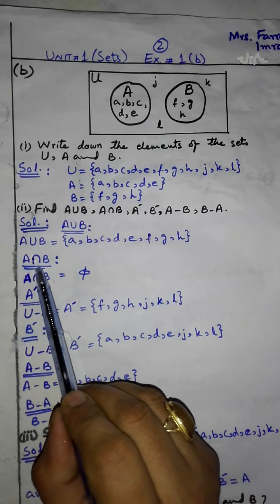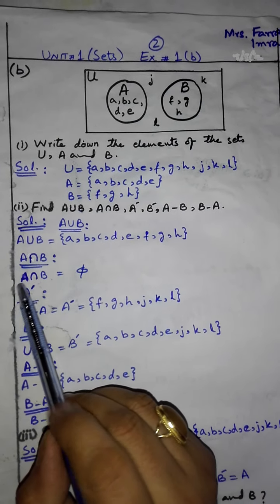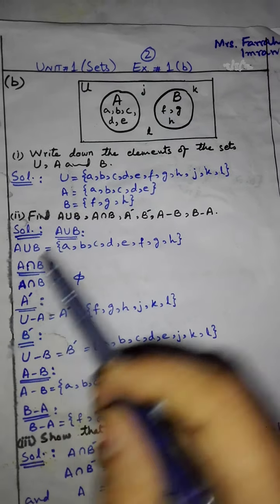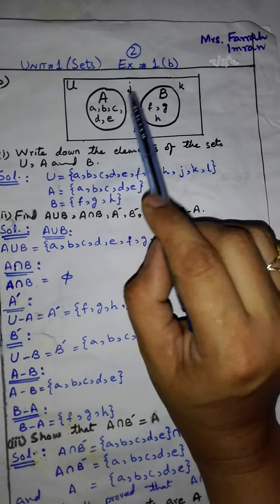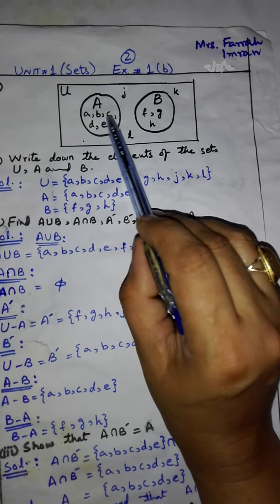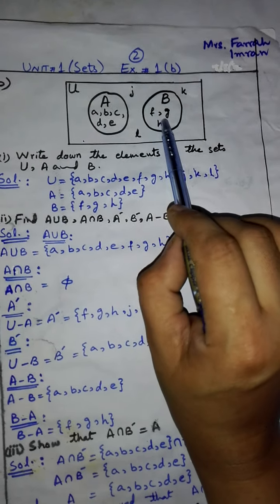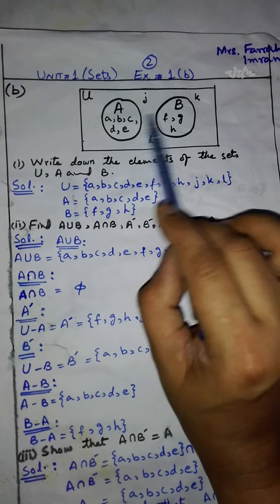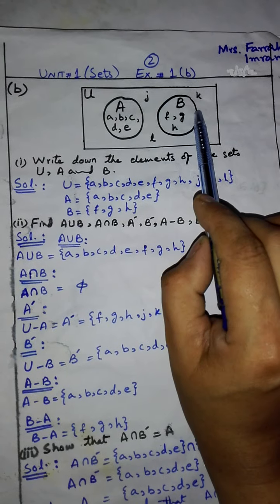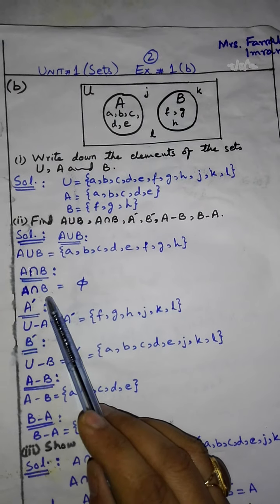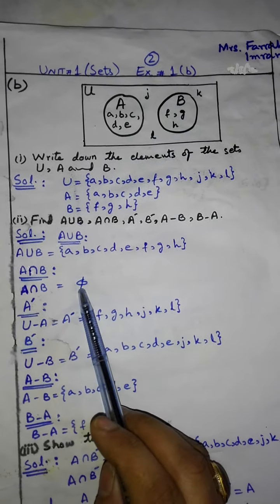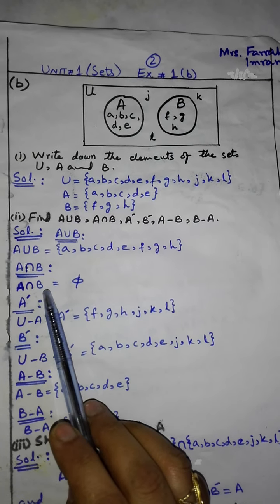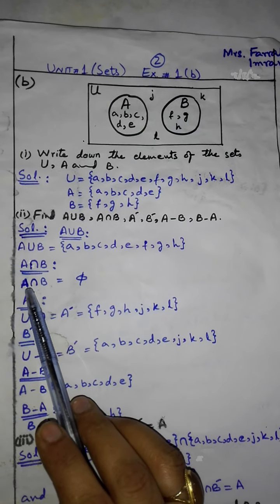Now we find A intersection B. It means the common elements which belong to A and also B. Look at this diagram. There is no common portion between A and B because these sets are disjoint. So there is no common element between them. So our answer is A intersection B is phi. It means empty set. There is no common element between them.